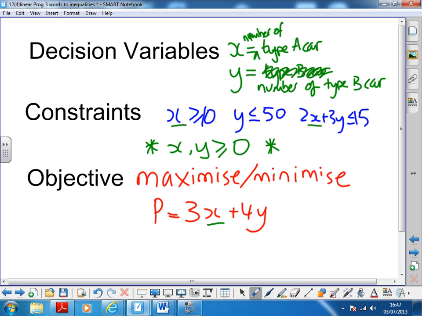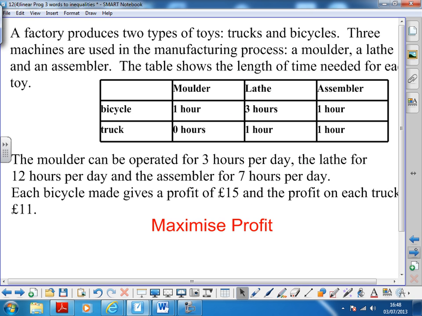And the other thing, not always but sometimes true, and we have this with the cars: x and y must be whole numbers. You can write it like that, or you can write literally the words "must be whole numbers". So this is what we're doing. What are the decision variables? What are the constraints? What's the objective? That formulates the problem. Let's have a go.